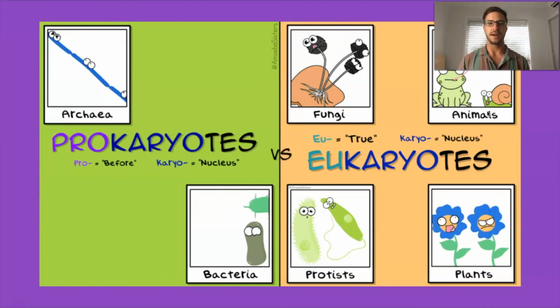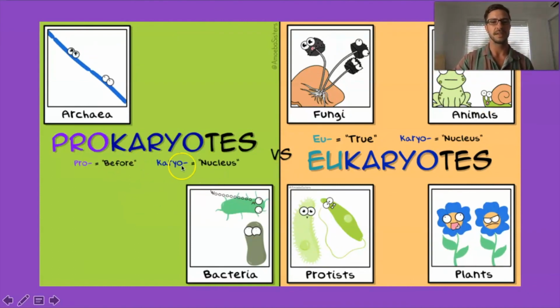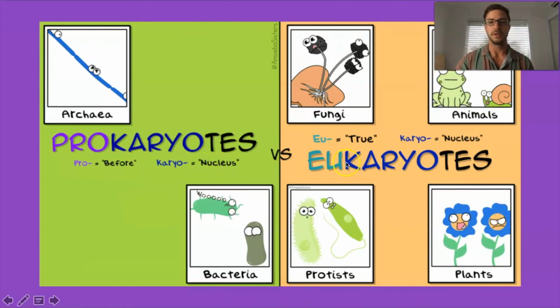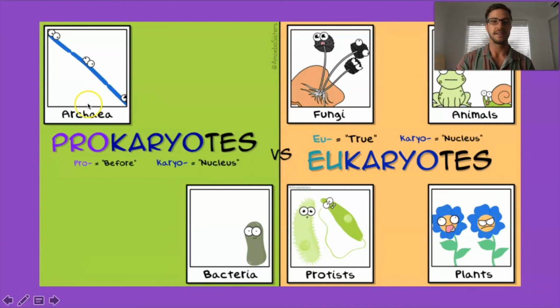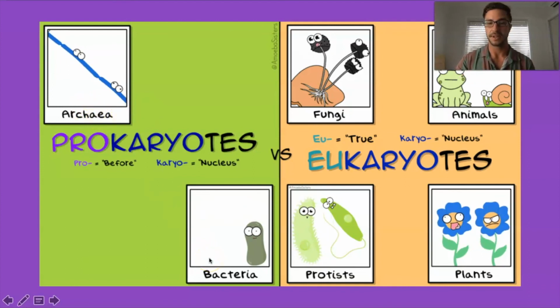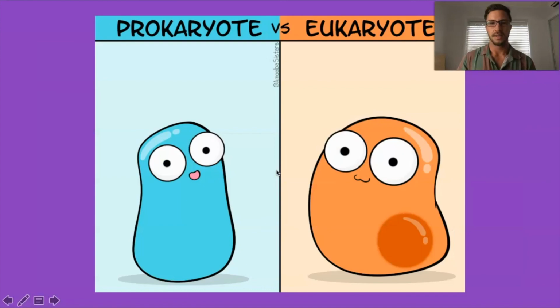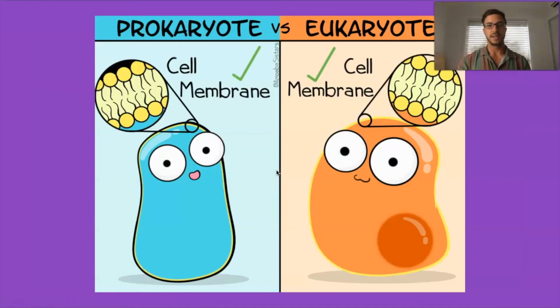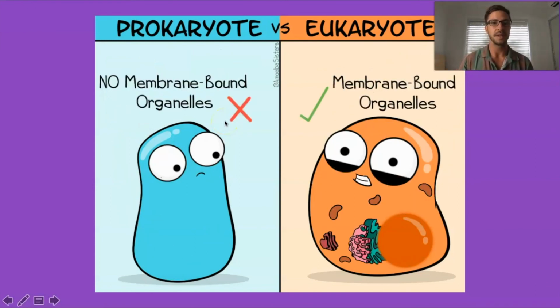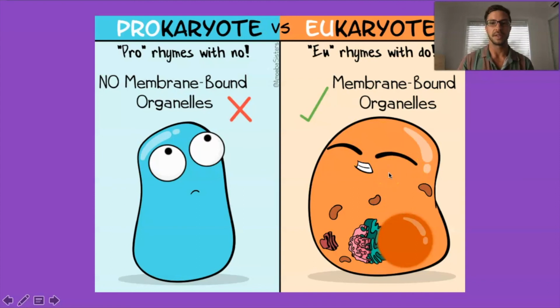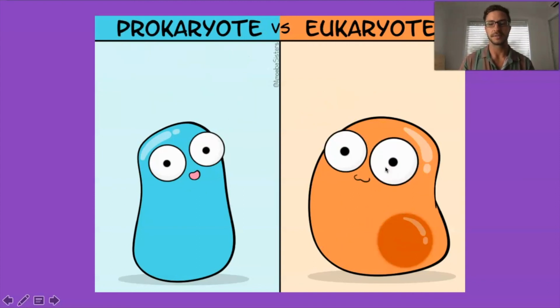Just to recap everything we've spoken about: prokaryotes means like before, before they were complex, before there was a nucleus, whereas eukaryotes means true, they do have a nucleus. Eukaryotes are fungi, animals, plants, protists, but prokaryotes are just archaea and bacteria. Again, another quick comparison: they both have a cell membrane, cytoplasm, DNA, and ribosomes, but when it comes to organelles, they're a lot more complex in eukaryotic cells.